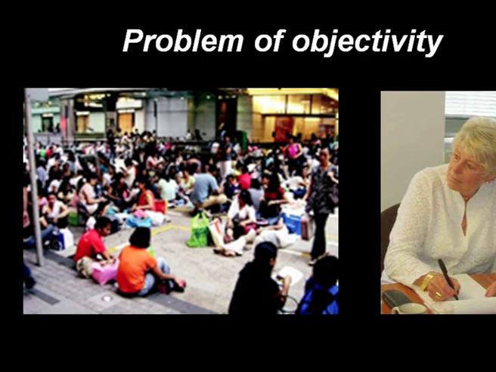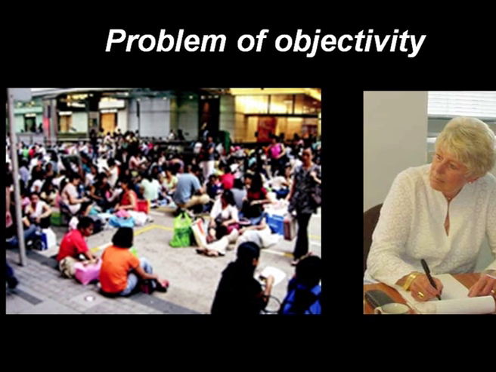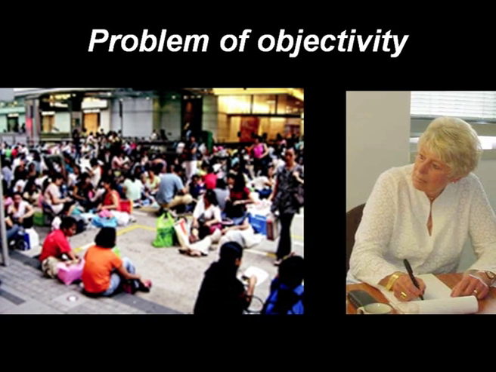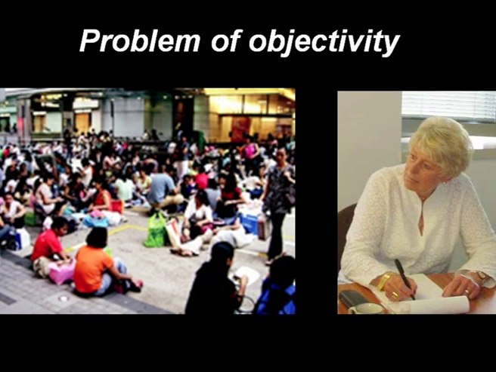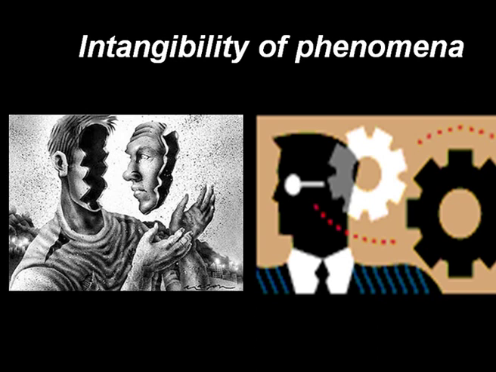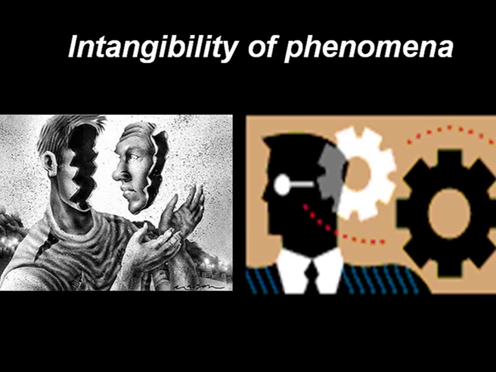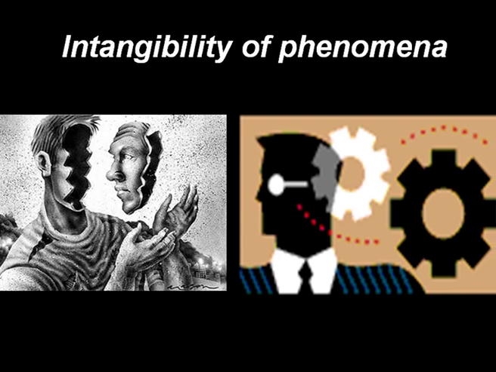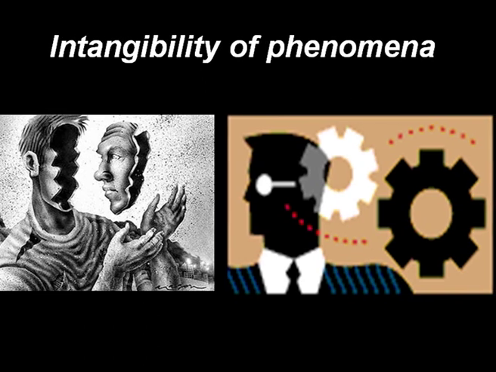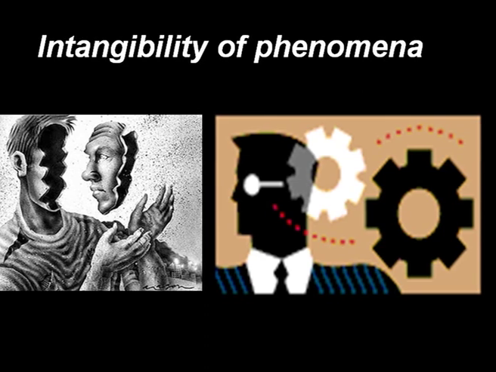The third one is the problem of objectivity. In social research, the investigator himself is a human being living in a social setup. Hence, bias and subjective influences are possible. Fourthly, intangibility of phenomena. Social phenomena happen and get complete over a period of time. They are changing processes, hence cannot be produced for evidences.